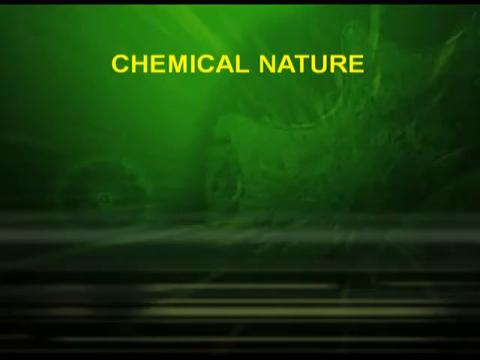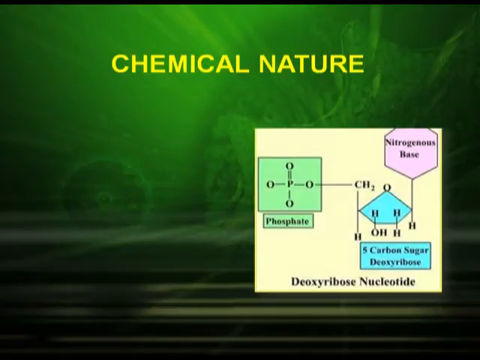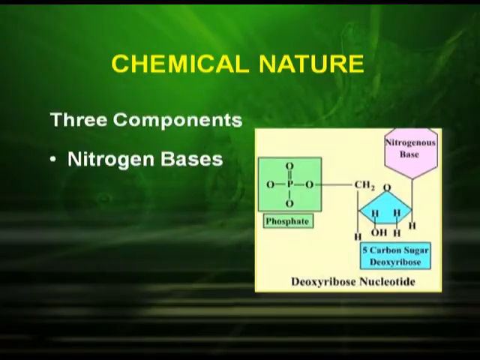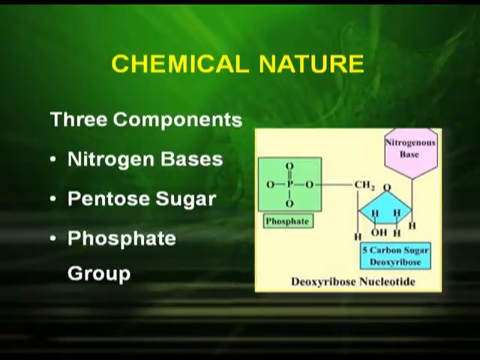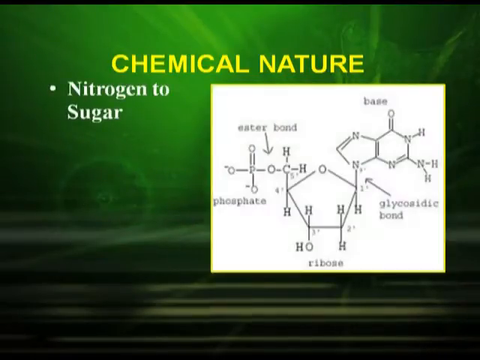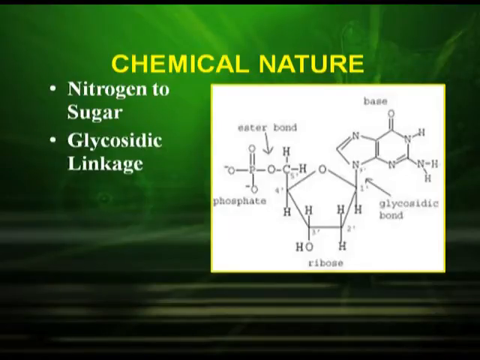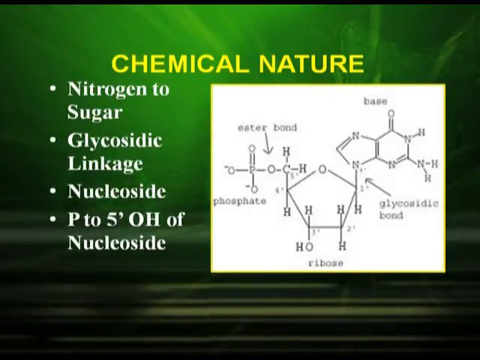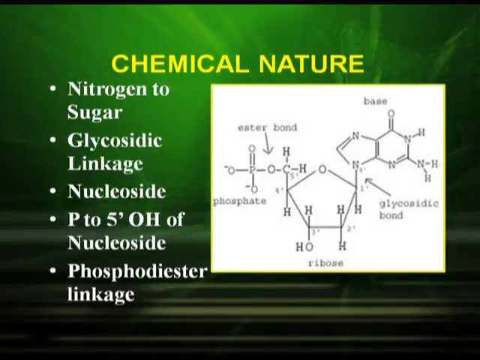Now, let us recall the chemical nature of DNA. As you can see in the diagram, there are three important components: the nitrogenous bases, pentose sugar and phosphate group. The nitrogenous base is attached to sugar with the help of a linkage called glycosidic linkage. The combination of nitrogenous base and sugar forms a nucleoside. The phosphate group is attached to the 5' OH of the nucleoside with the help of a linkage called phosphodiester linkage.